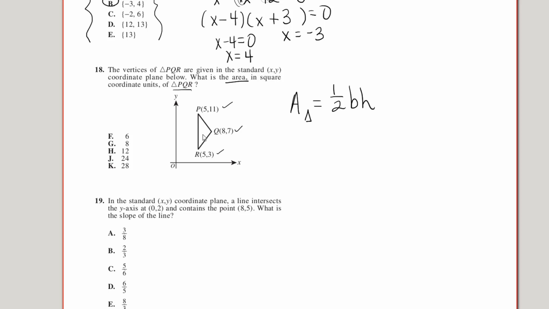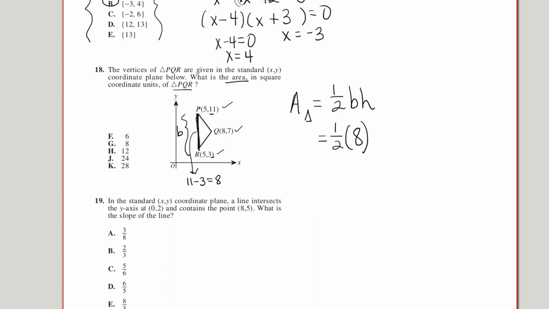When I'm looking at this triangle, what looks easiest to me to use as a base is this length right here, represented from P to R. So I can find the length of this base by looking at the change in the y values from P to R. And we go from an 11 to 3. So our base is going to be equal to 11 minus 3, which is equal to 8. So we'll go ahead and fill in 1/2 times 8.